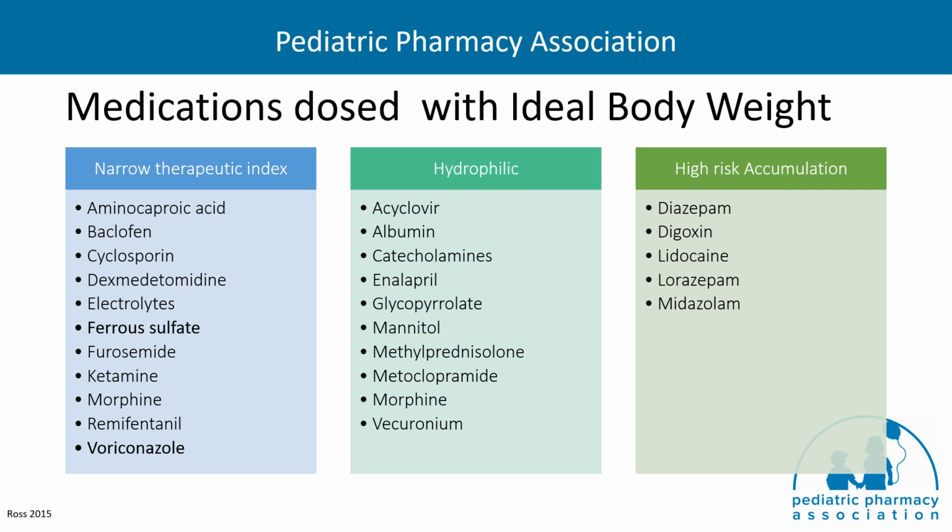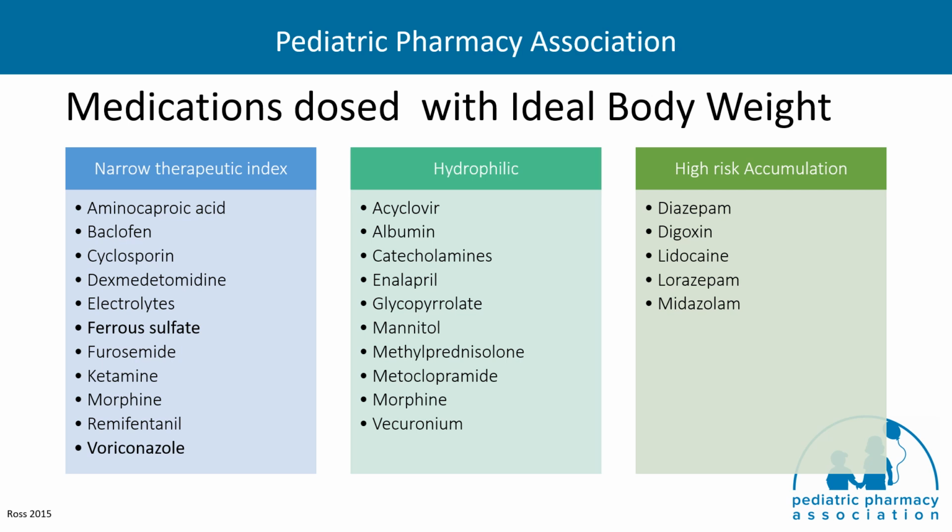This is a list, not complete, but it's a list of medications that should be dosed according to ideal body weight instead of total body weight or adjusted body weight. Some of the medications are just narrow therapeutic index medications. Others are hydrophilic medications, and thus they don't distribute into the extra adipose tissue, so ideal body weight is a better predictor of their dose. And then the last category are those that are at a high risk of accumulation because they are so lipophilic, they accumulate and stay in that extra adipose tissue.